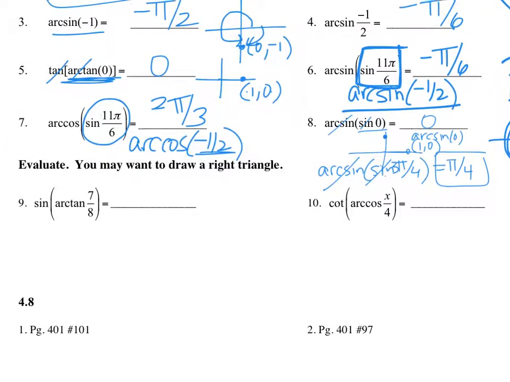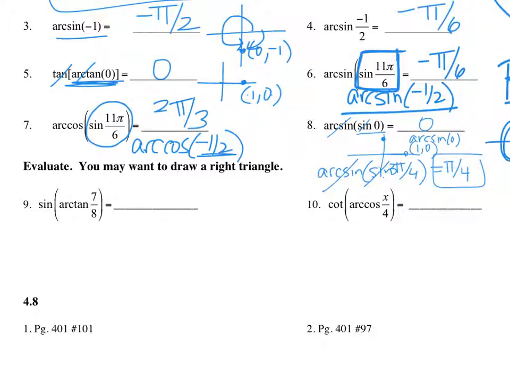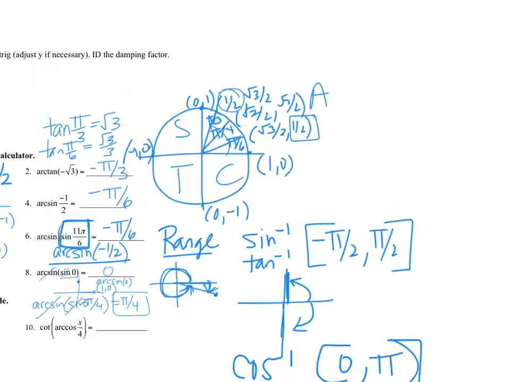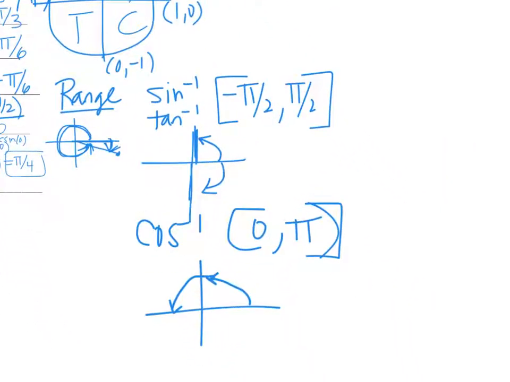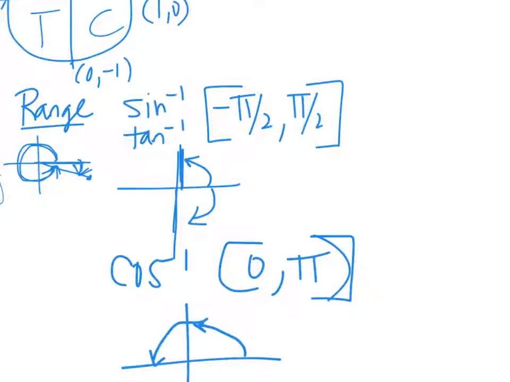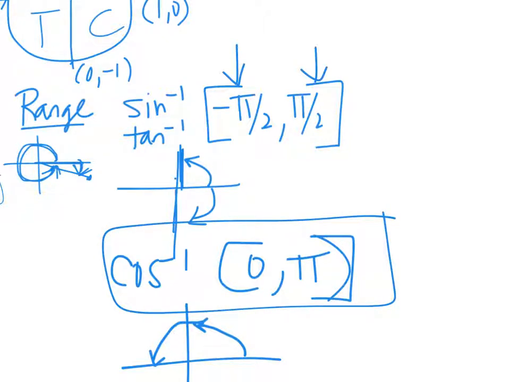All right, someone else have their hand up? Could you repeat the intervals for arcsine and arctangent? Yeah, they're right here. So your outputs for arcsine and arctan are going to be negative pi over 2 to pi over 2. If I'm evaluating something that's positive, I'm in quadrant 1. If I'm evaluating a negative arcsine or arctan, I'm in quadrant 4. But that doesn't work for cosine. Cosine would be 0 to pi. Quadrant 1 for positive and 2 for negative.